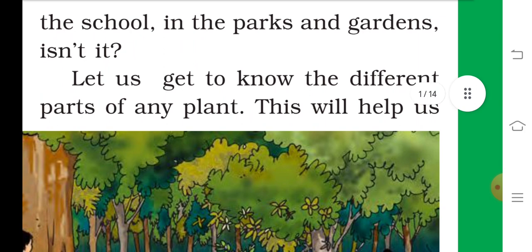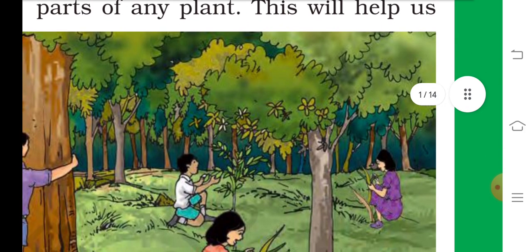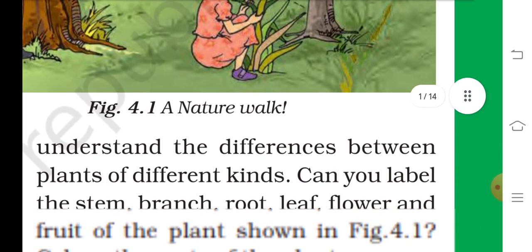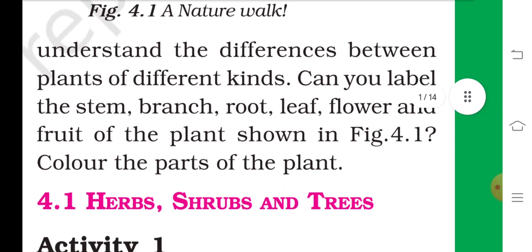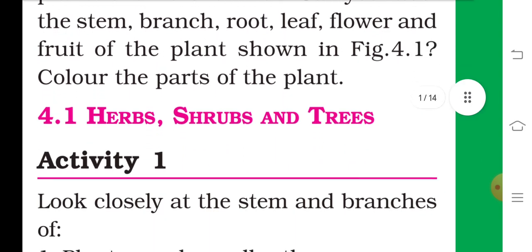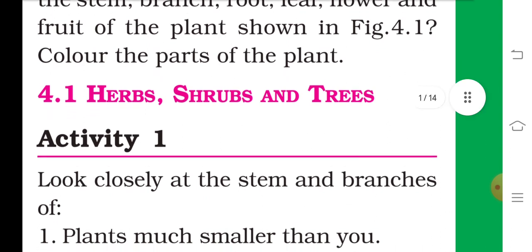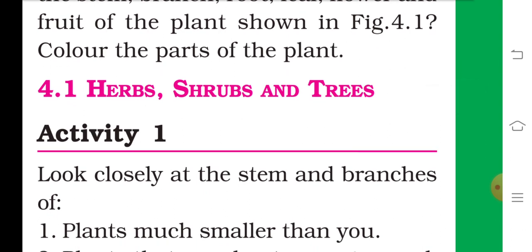Let us get to know the different parts of any plant. This will help us understand the difference between plants of different kinds. Can you label the stem, branch, root, leaf, flower and fruit of the plant shown in figure 4.1? Color the parts of the plant.